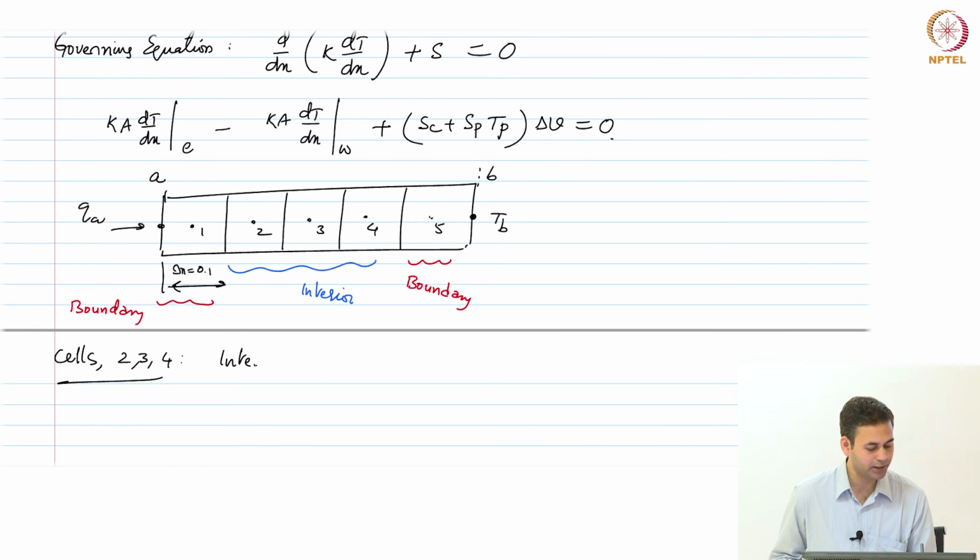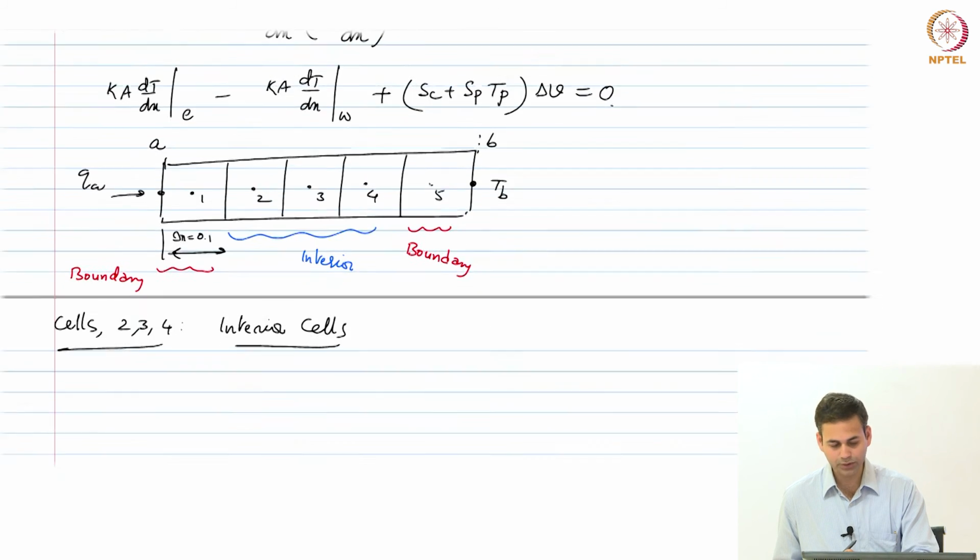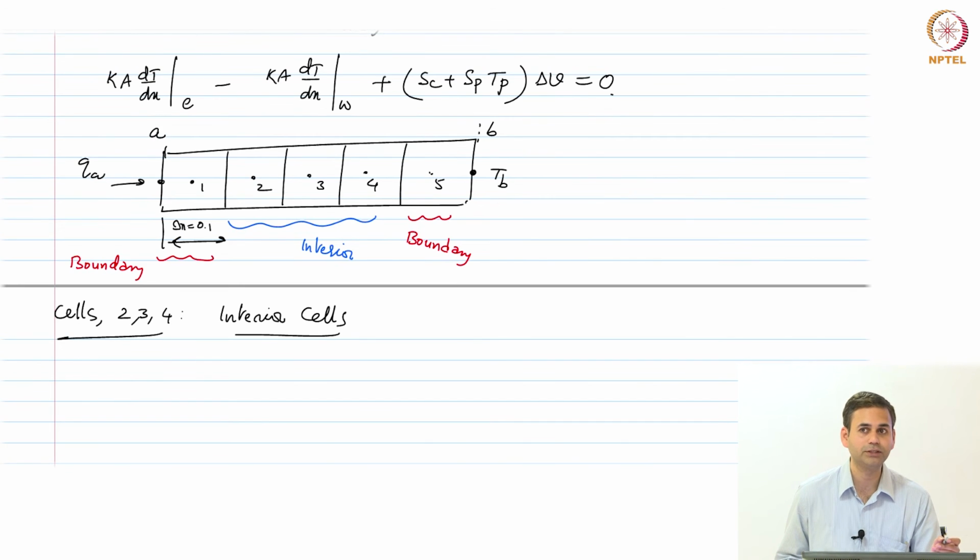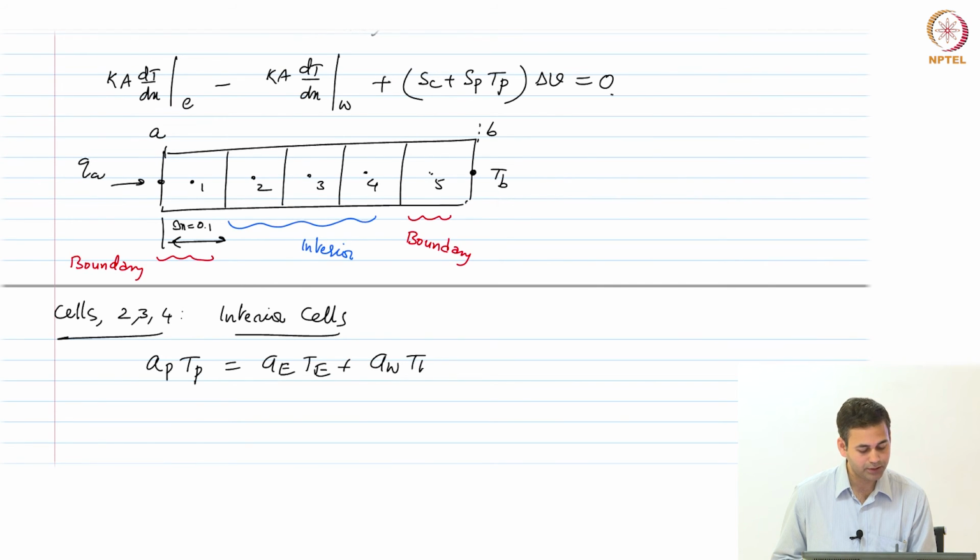Okay, for the interior cells, we can again use the linear profile assumption for temperature. Okay, and I can write one equation by collecting all the terms. I can come up with this discrete linear algebraic equation that will look like AP TP equals A east T east plus A west T west plus B. Okay, where you are going to tell me what would be A east. A east would be K east A east by del x E. Okay, in which case del x E equals delta x equals 0.1, right?